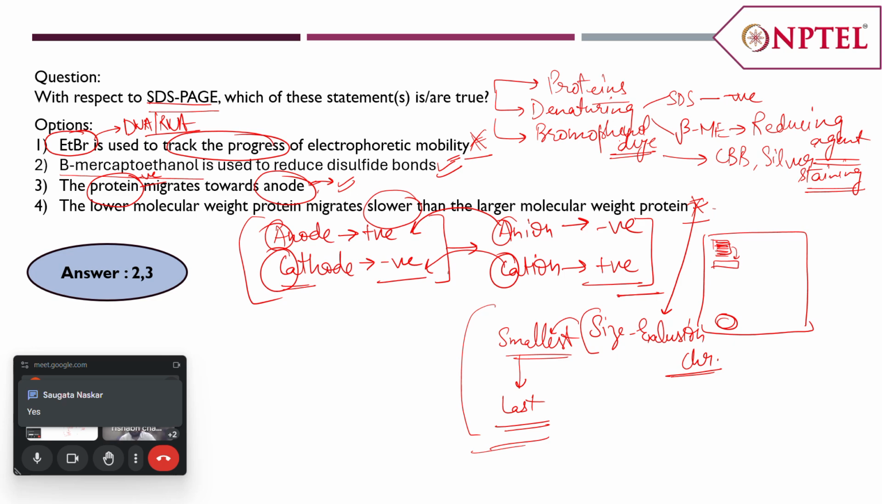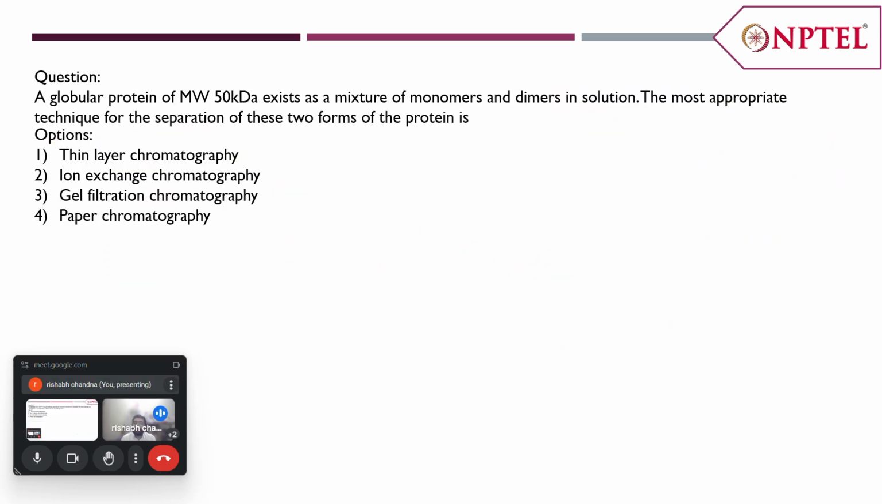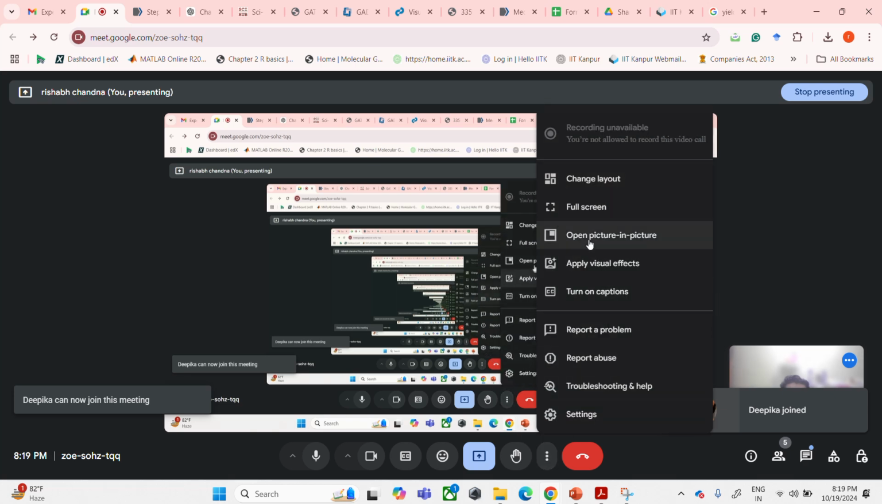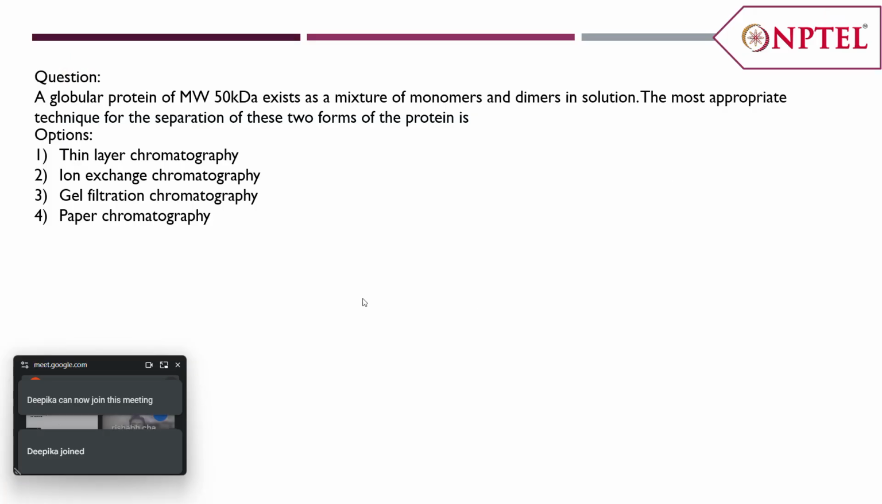Okay, so let's move on to the next question. A globular protein of molecular weight 50 kilodalton exists as a mixture of monomers and dimers in solution. The most appropriate technique for the separation of these two forms of the protein is, what can be the correct answer? This is an easier one. Okay, wait a minute. So, what can be the correct answer?